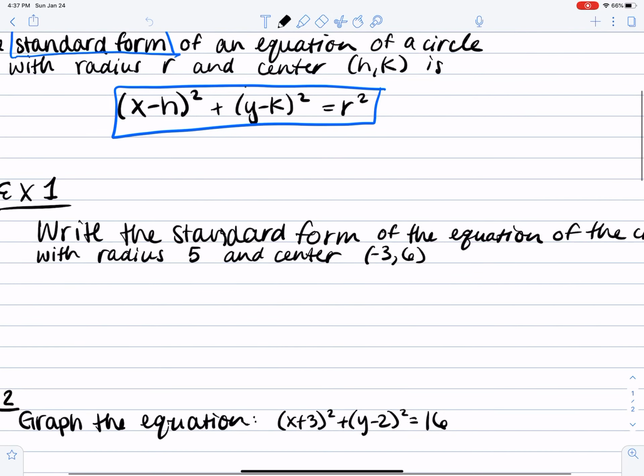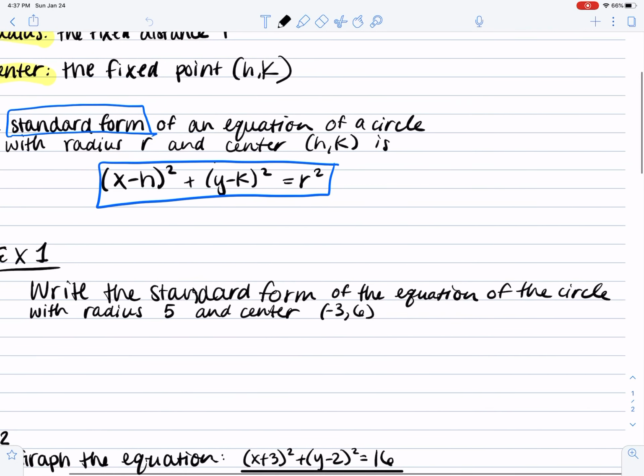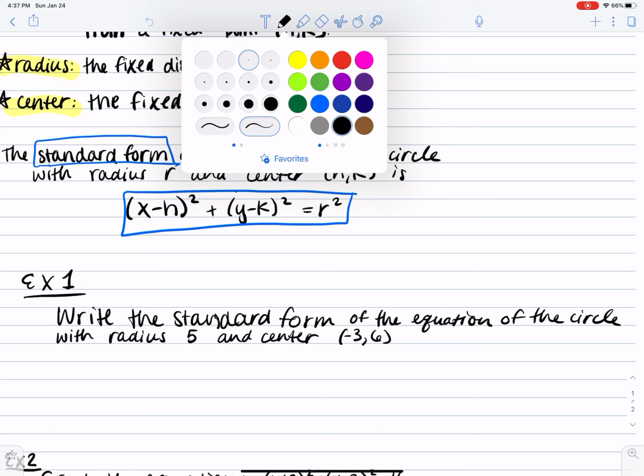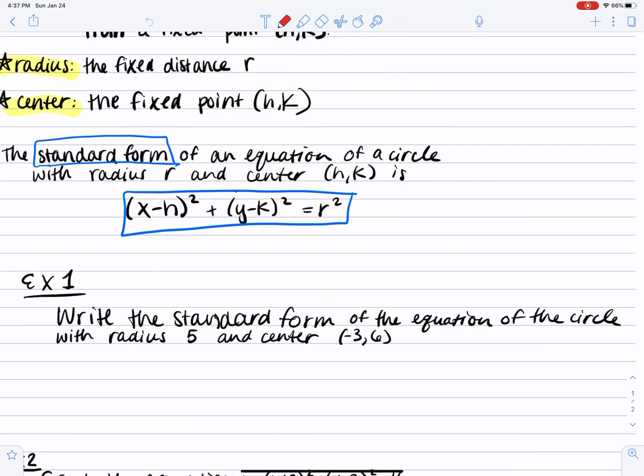The first example is write the standard form of the equation of the circle with radius 5 and center (-3, 6). So when they give you all that information, it's pretty straightforward from here. So I'm just going to rewrite it as r equals 5, and then (h, k) is (-3, 6). So that's our h and that's our k. So I'm going to write the standard form, and then I'm just going to plug in what we know.